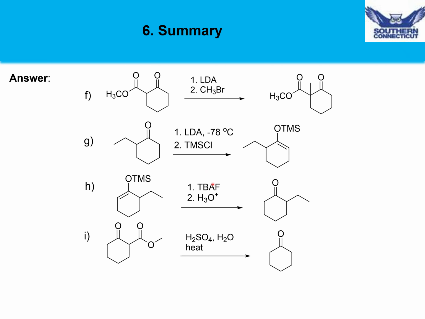In the next step, TBAF, which is a fluoride source, will remove the silicon protecting group, exposing the enolate, and then that enolate will be protonated to become a ketone. There's two ways to look at it. When you protonate this enolate, you get an enol, and enols are always in equilibrium with the carbonyl.